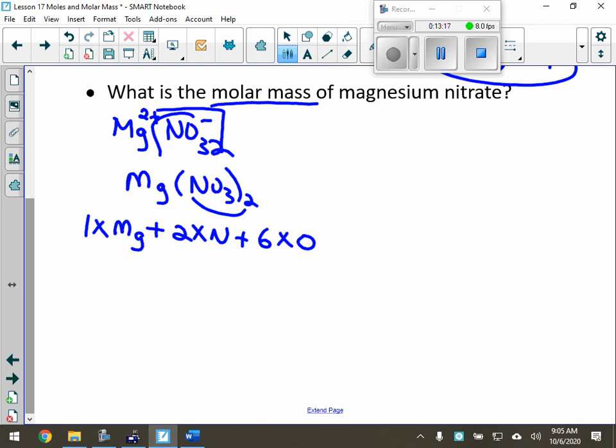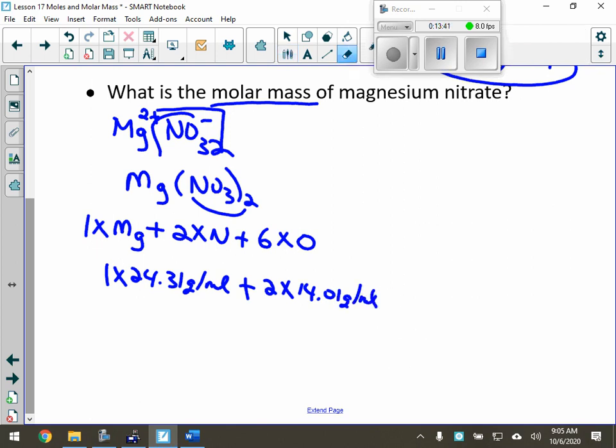So maybe just write that down real quick, just so you kind of remember that for when you get to the homework part, so that you know. Magnesium is what, 24.31? Again, you're going to look these up on the periodic table. Nitrogen's 14.01. And oxygen, sorry, and I need to add on to that. 6 times 16, yes?